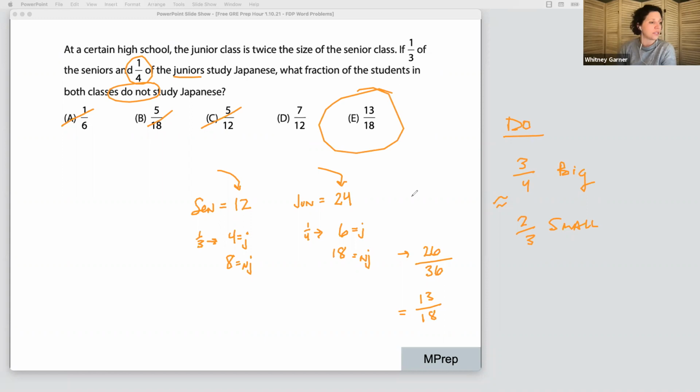Yeah, 36, sorry, was the total number of students in my little story, the 12 seniors and the 24 juniors. So 36 students. So the question asks which fraction of the students. So these are my not Japanese on the top over the total. So if you can make it real, you might even be able to get to the point where you're not even doing some of this math, because you're actually better at this than you think you are. A lot better at this than you think you are.